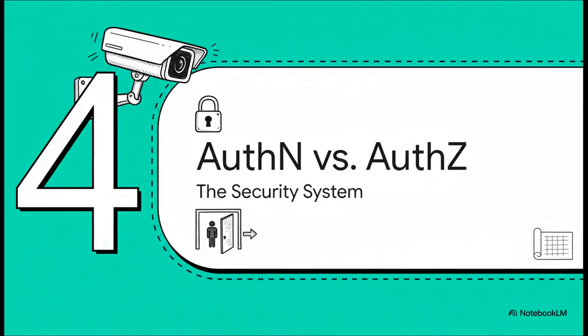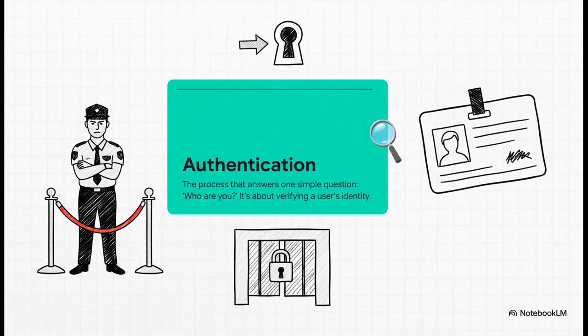Okay, let's zoom in on that security pillar for a second, because it's so important. Securing an API is a lot like installing a security system in that digital building we talked about, and it always starts with 2 fundamental checks. The very first step is authentication. All this process does is answer one simple question. Who are you? It's all about proving a user's identity. You can think of it like the bouncer at the front door of a club, checking your ID before they let you inside.